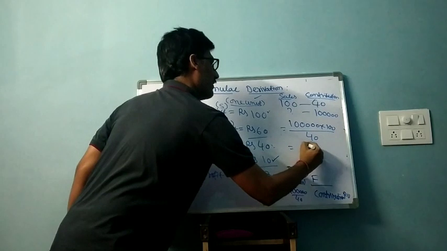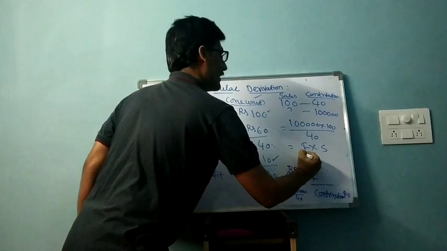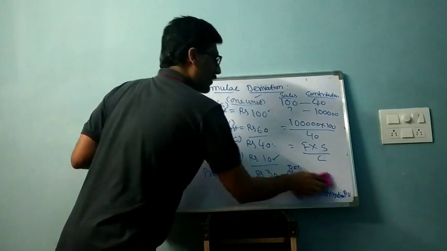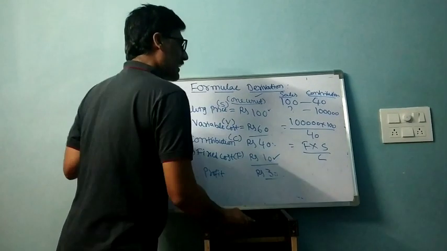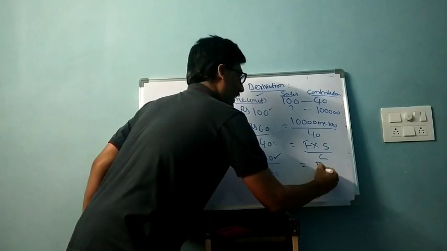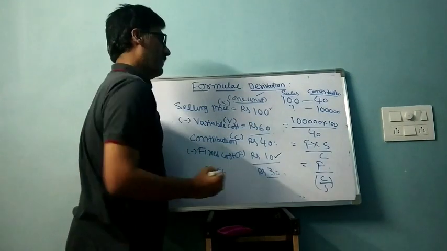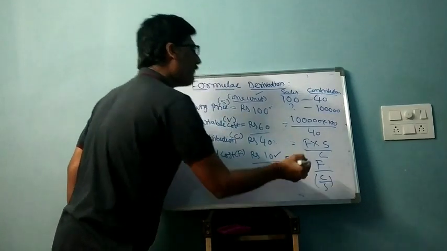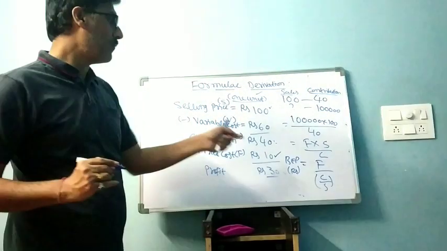into 100 by 40. What is 1 lakh? Fixed cost. What is 100? Sales. What is 40? Contribution. So in mathematics, we can take this S to the denominator. So what I can write now? F divided by C by S. Take S to the denominator portion. This is the formula for calculating break-even point in rupees.